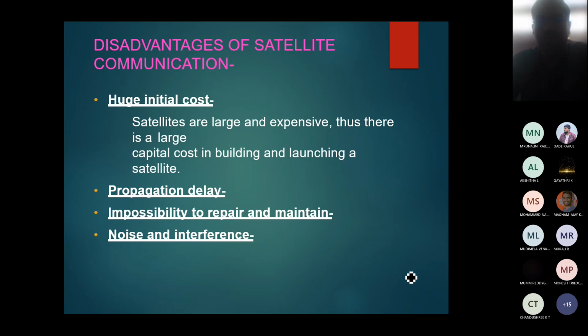The other disadvantage is noise and interference. When we are launching the satellite, it is rotating within the galaxy, and in the galaxy many noises are coming. Some noises are coming from the sun, in the form of microwave radiations and infrared radiations. These are the noises which are received by the satellite when it is moving in the galaxy.